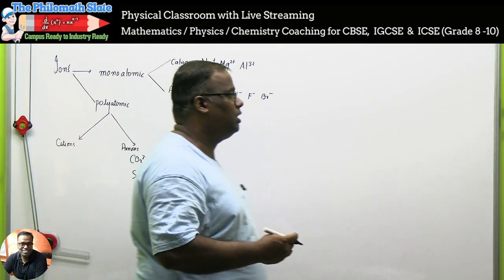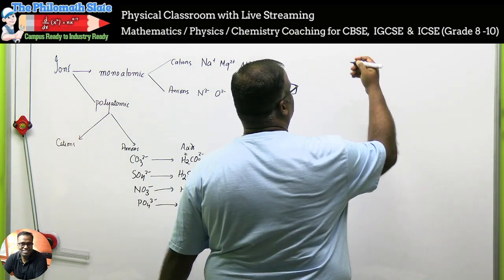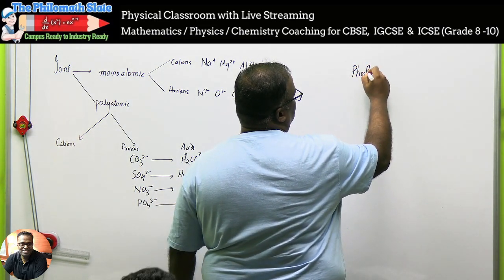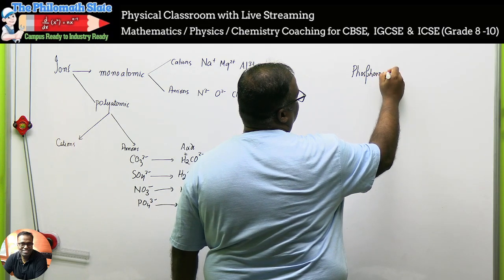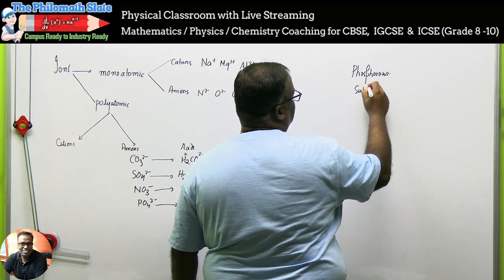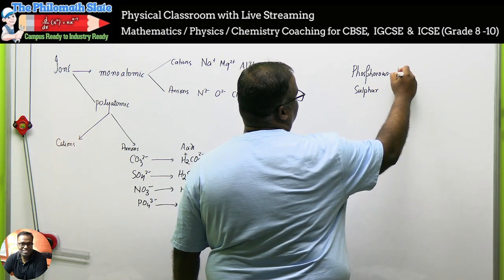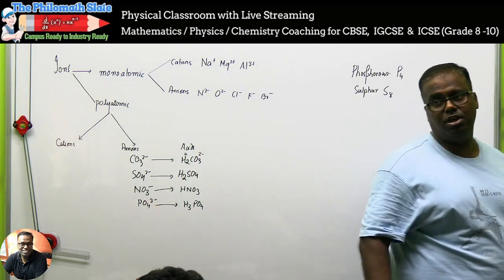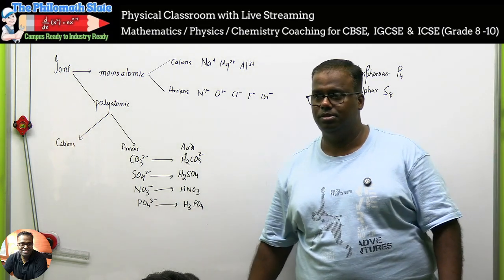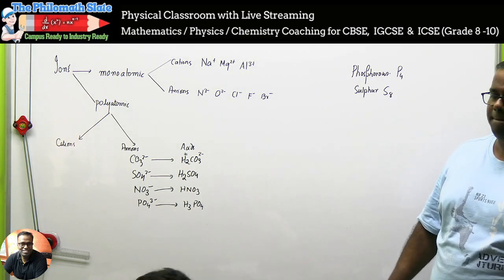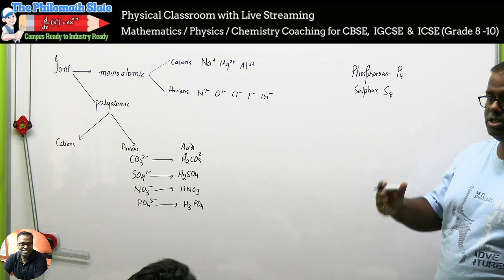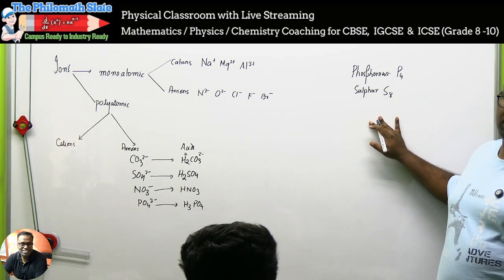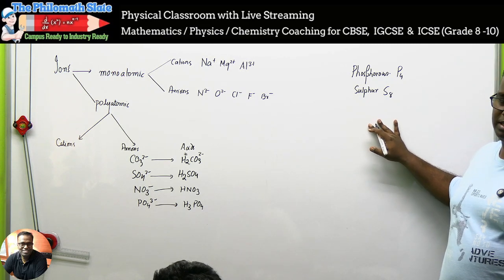Okay, when we were discussing atomicity, there are 2 more examples. One is called phosphorus. ये कभी कभी आपको 1 मार्क में पूछ लेगा। Phosphorus and sulfur, very stylish. Phosphorus comes as P4, sulfur comes as S8. ऑक्टाएटॉमिक है और एक टेट्राएटॉमिक है। ठीक है, like oxygen comes as O2, phosphorus comes as P4 and sulfur comes as S8.